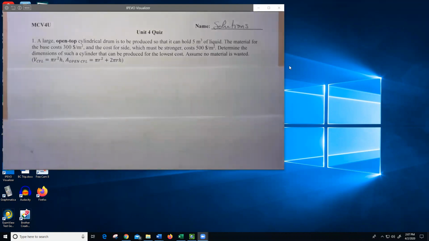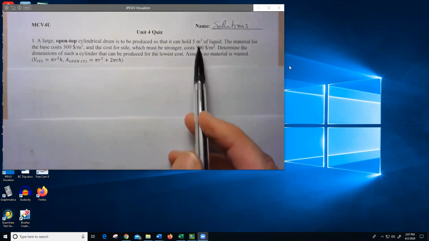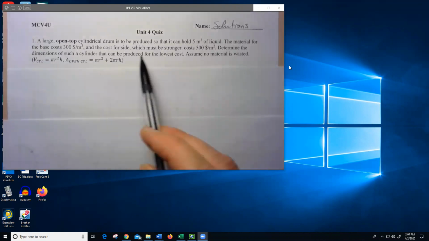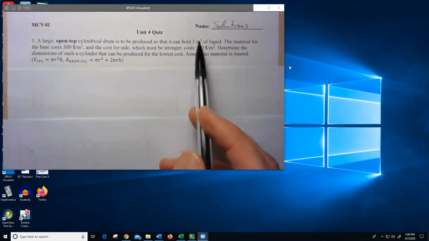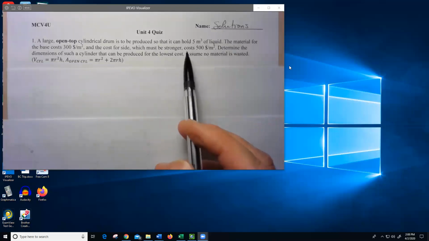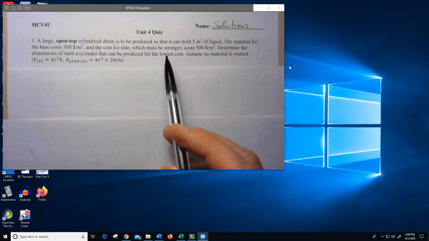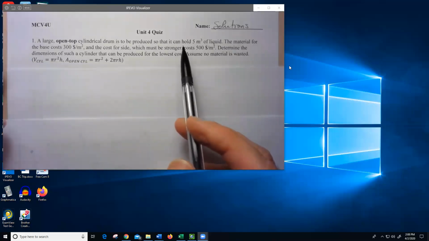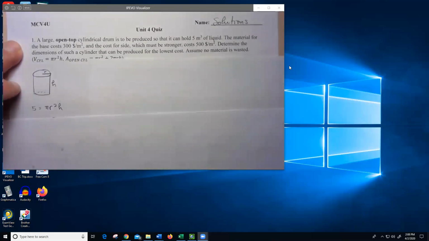Okay, when you've got a question like this, one thing you might even want to do before you start is take a look at the units, make sure that everything is matching. And in this case, the volume's given in meters cubed, the area is given in meters squared, so you don't have to worry about changing of units.